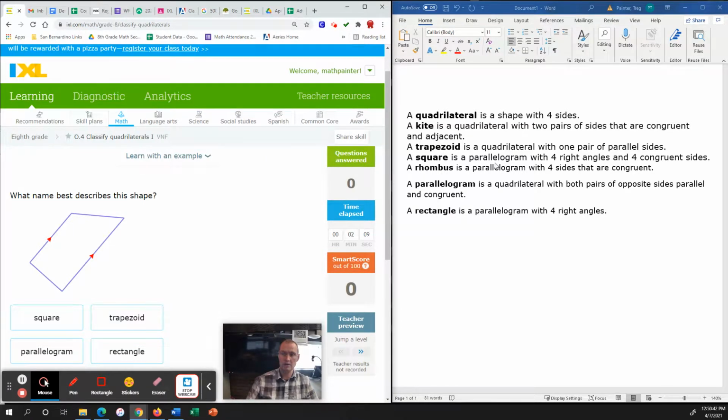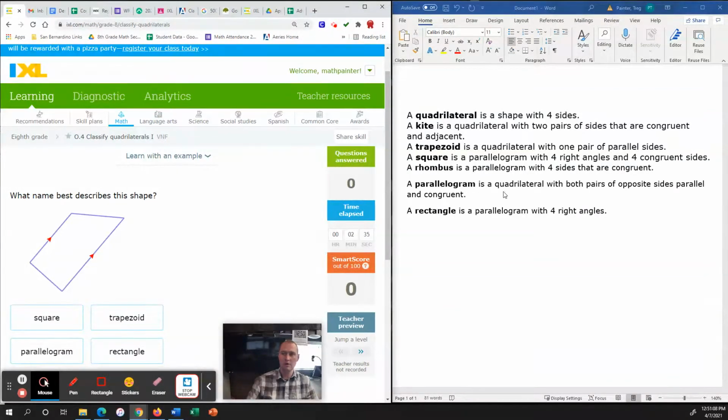A square is a parallelogram with 4 right angles and 4 congruent sides. Most of you are able to see a square: it has 4 sides and right angles in them. A little bit harder is a rhombus. A rhombus is a parallelogram with 4 sides that are congruent. So a rhombus is like a square, but it does not have right angles. It's like a square that's leaning over.